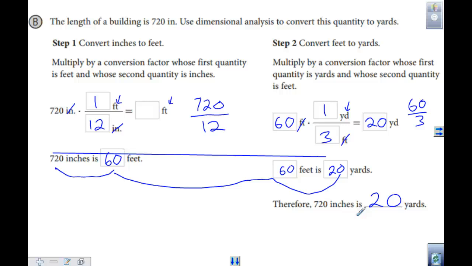All right. Now, it is possible, and I'm going to show you right now, to combine these 2 steps. And in some ways, it makes it a little easier. It doesn't feel like you're doing as much.